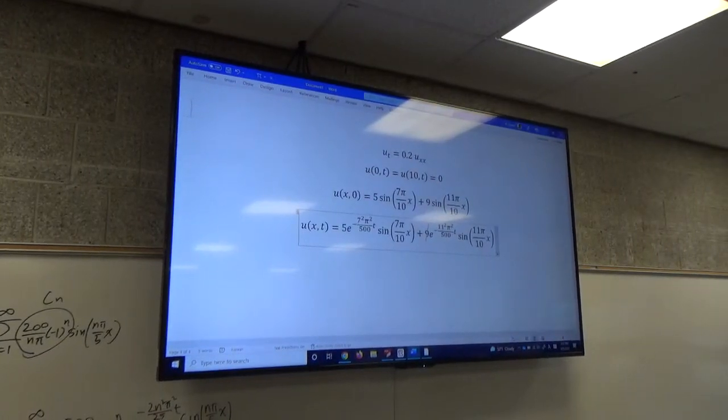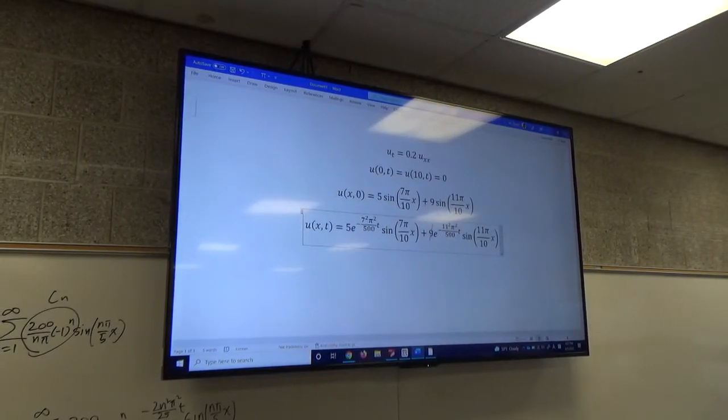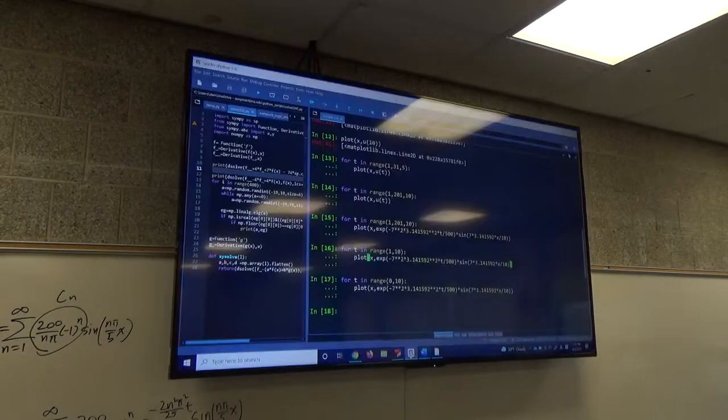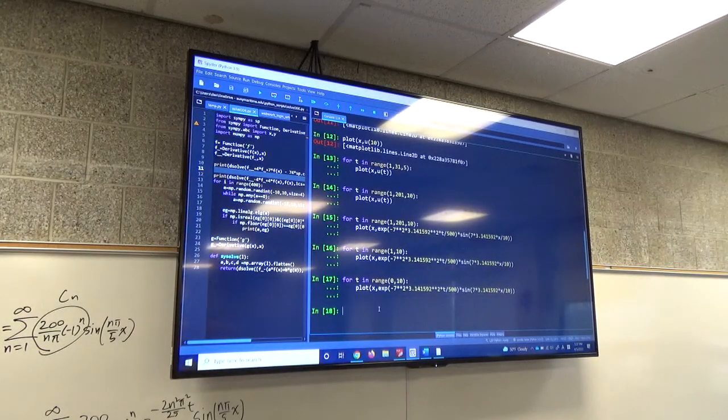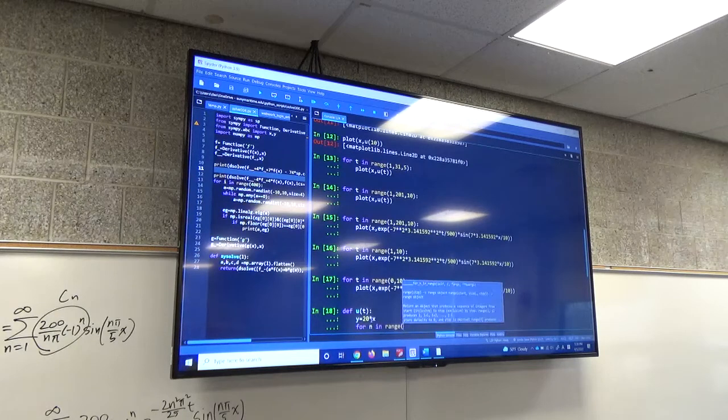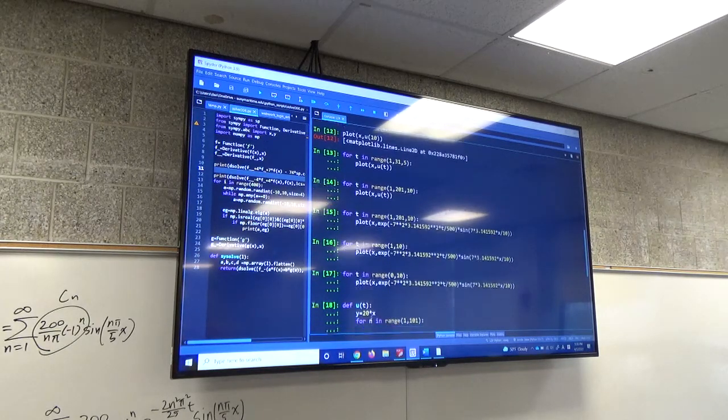All right, so I'll use Python to draw that. I'm going to define ut by the function that we just did. Initially, I'll make the y values 20 times x, because that's the beginning. And then for n in range, I'll just add up 100 terms. I'll truncate that summation after 100 terms.